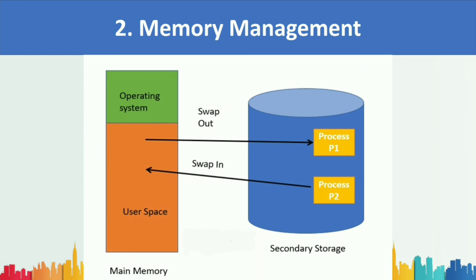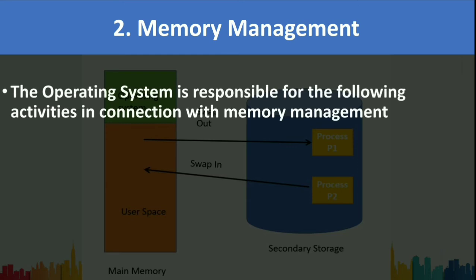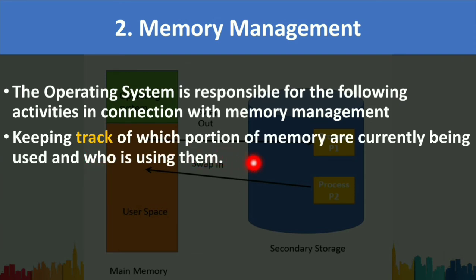Look at this picture. Here we do have secondary storage and main memory. So operating system takes care of in and out of data from main memory to secondary memory. So operating system is responsible for all the activities that are taking place in memory management. Keeping track of which portion of memory are currently being used and who is using them. This is the first activity of memory management. Operating system should track the portion of memory which is used and by which application it is used.